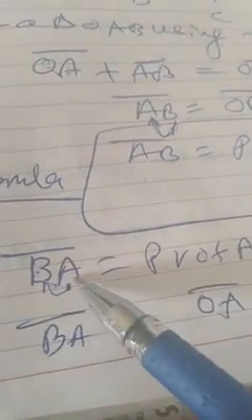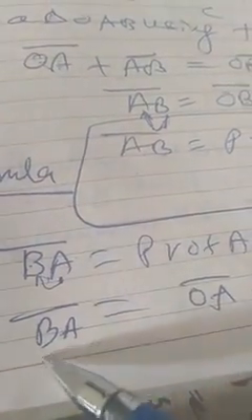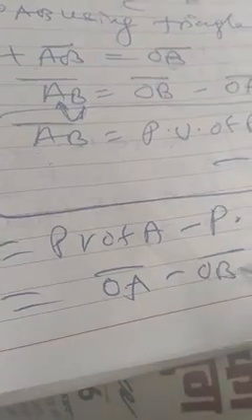Same as it is, the position vector of BA is equal to the position vector of A minus the position vector of B. It means BA is equal to OA minus OB. Okay. Now the section formula.